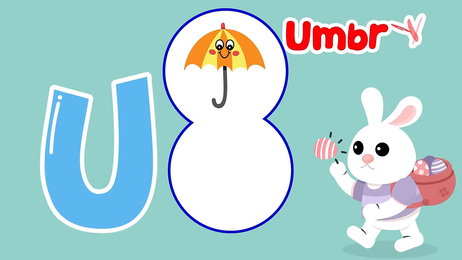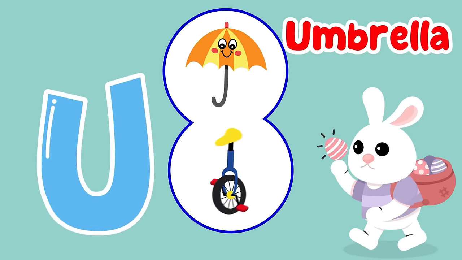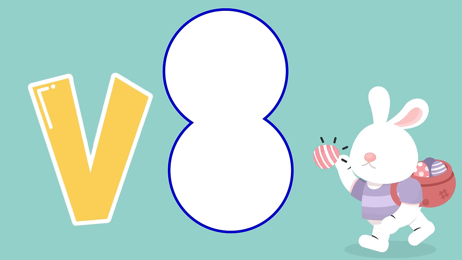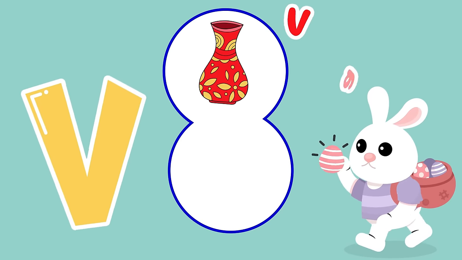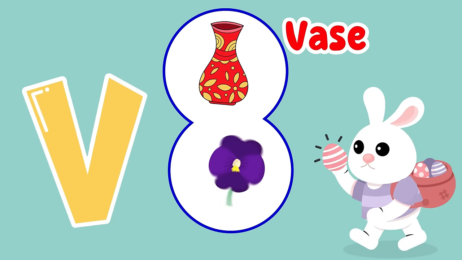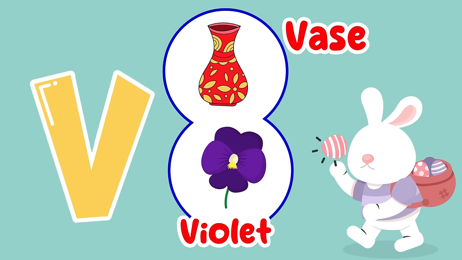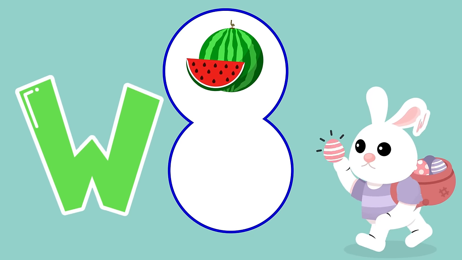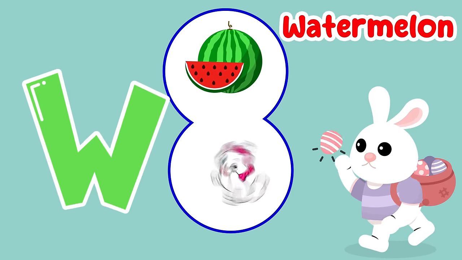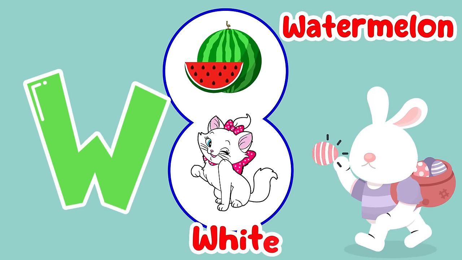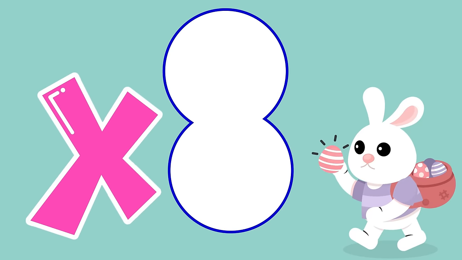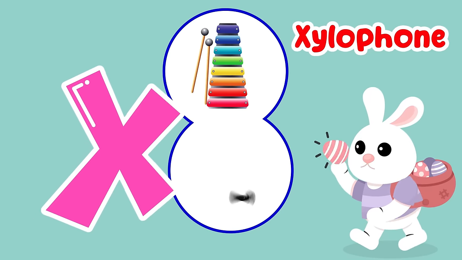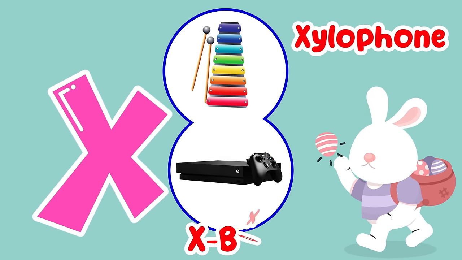Umbrella. U for unicycle. V for vase. V for violet. W for watermelon. W for white. X for xylophone. X for Xbox.